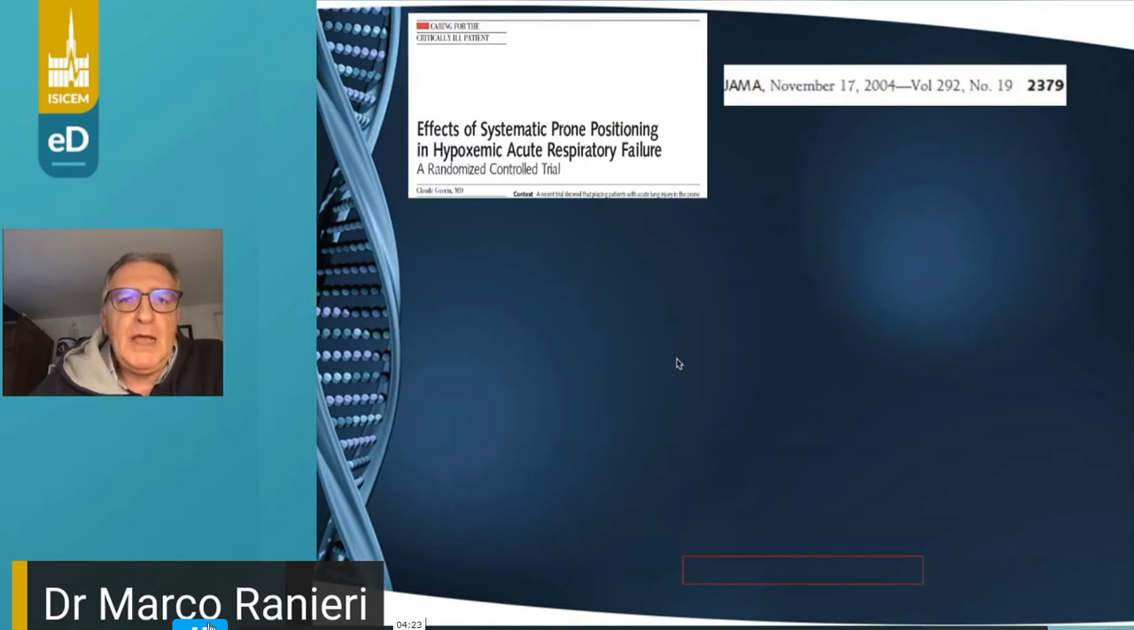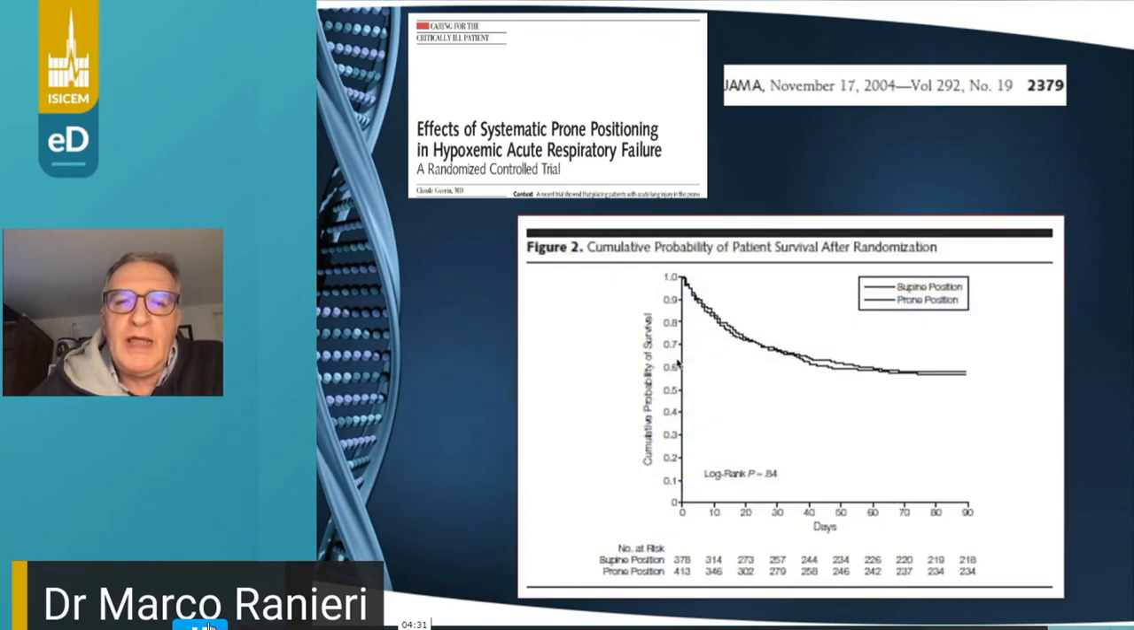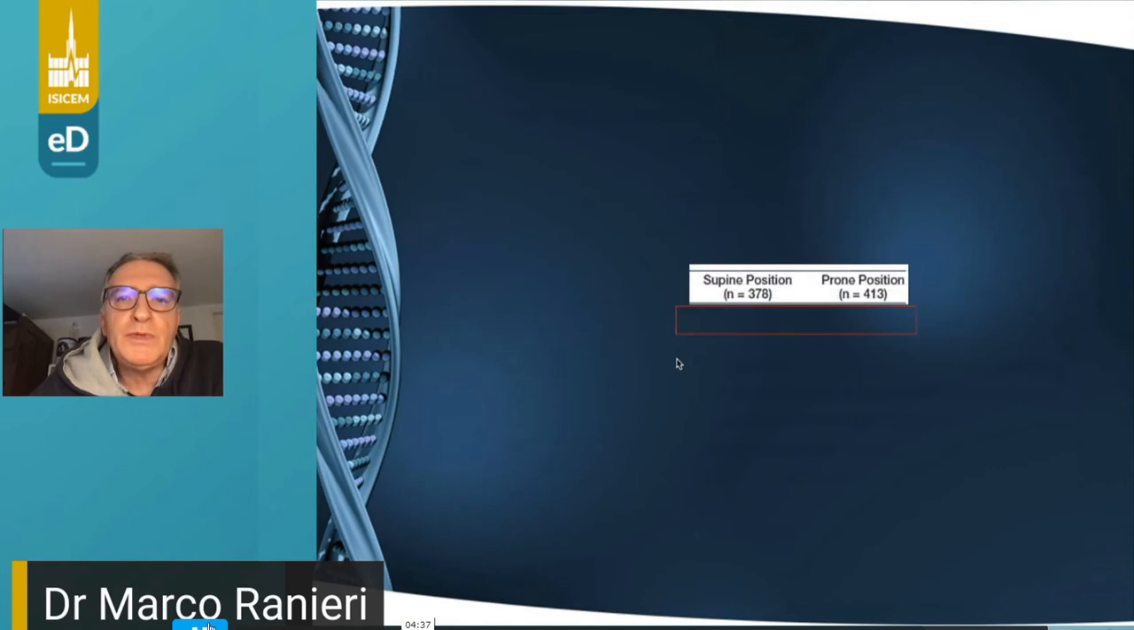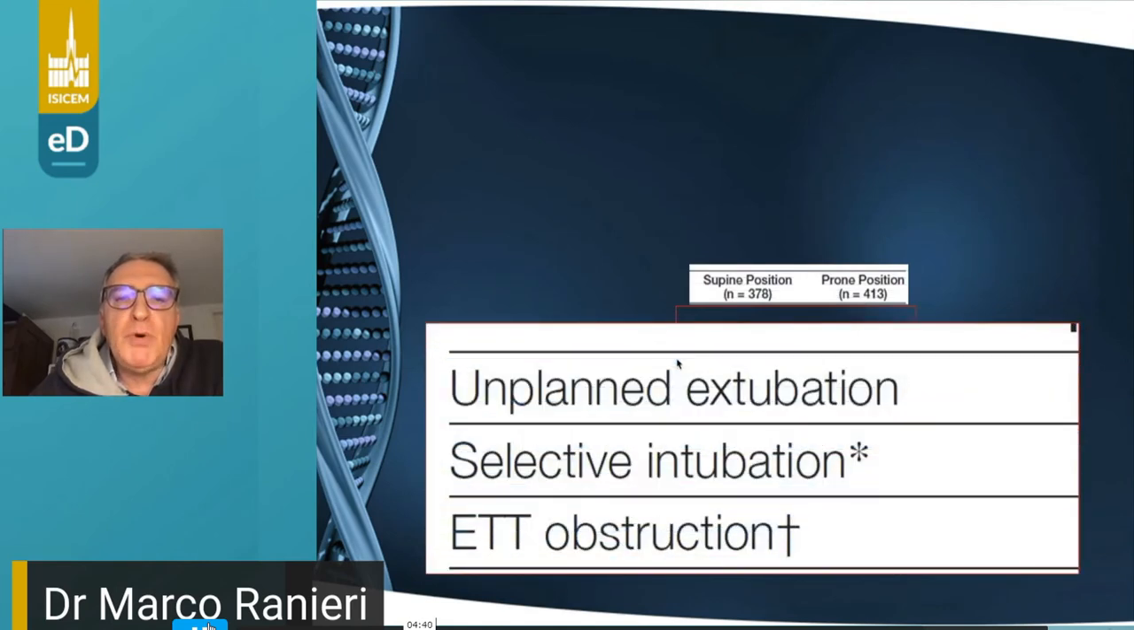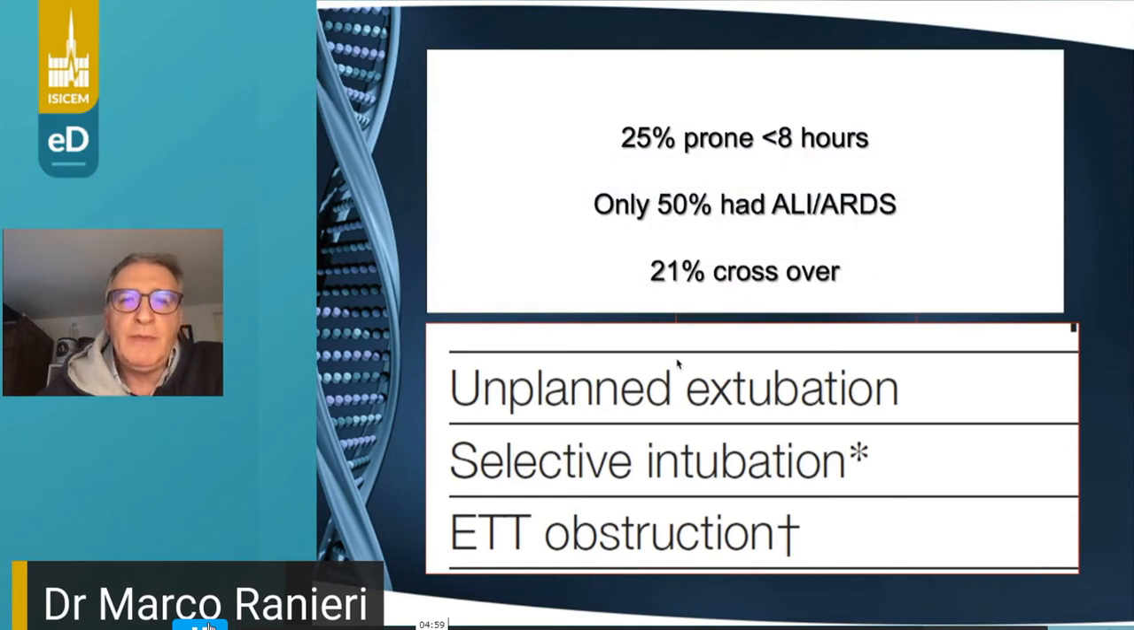Now, a second randomized controlled trial, published in 2004 in JAMA, was conducted by Claude Guérin. And again, no significant difference in patients randomized to supine or prone position. More important, in this study, a substantial number of side effects was systematically observed, more specifically unplanned extubation, selective intubation, which means the dislocation of the ET tube during the prone position, and obstruction of the endotracheal tube.